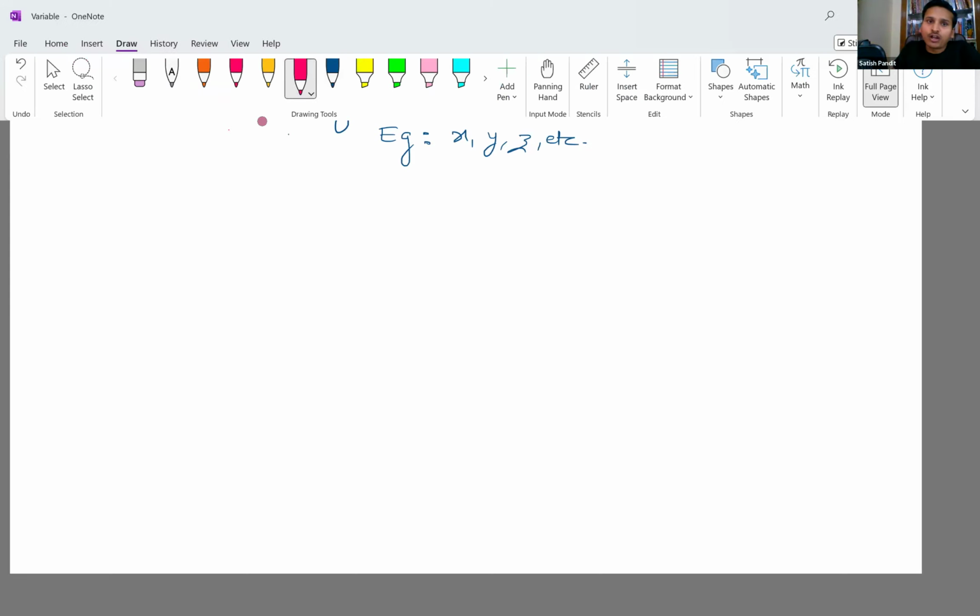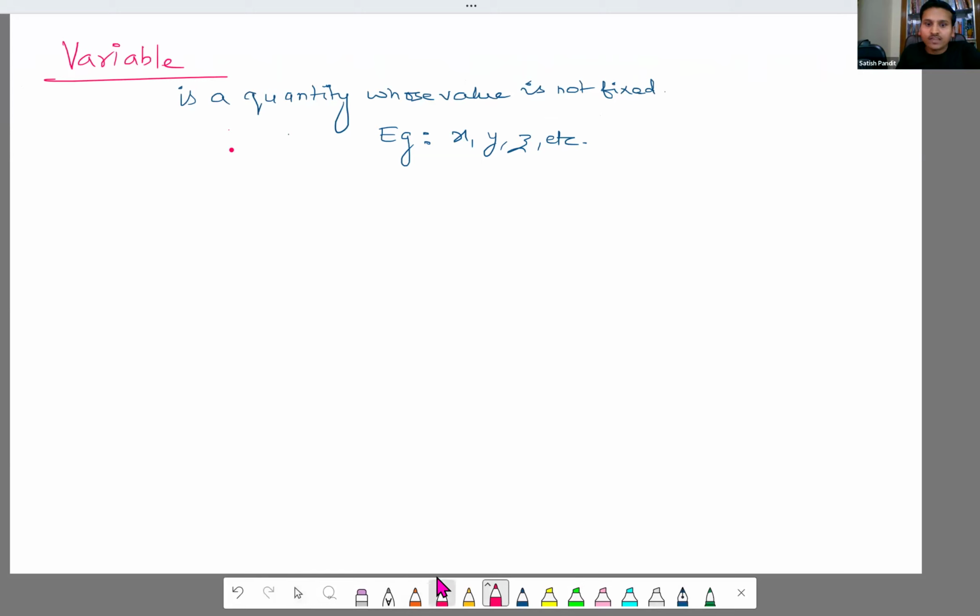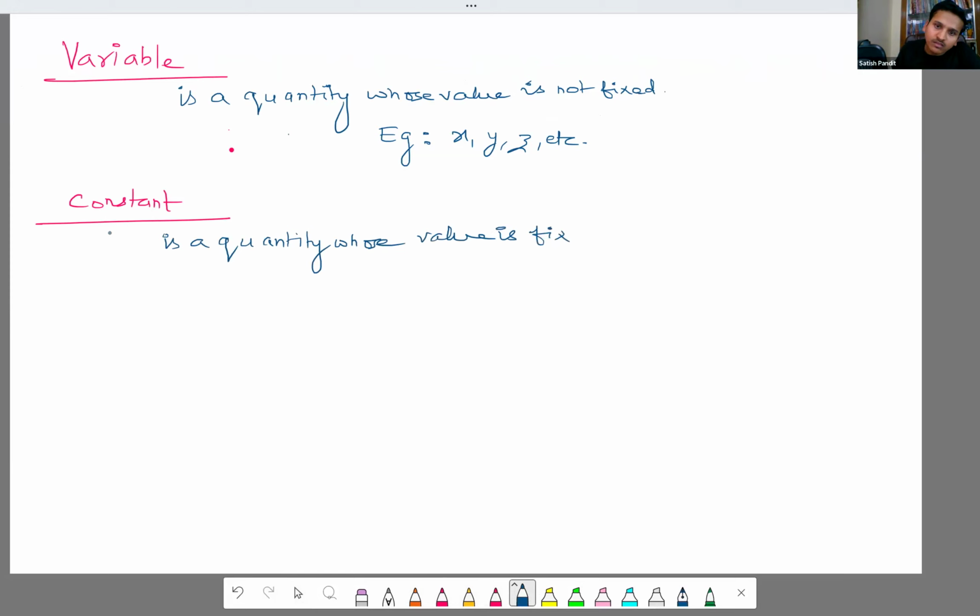Next, we have something called a constant. A constant is a quantity whose value is fixed. It will never change. For example, 2 will always remain 2. 10 will always remain 10. A constant is a quantity whose value is fixed. Example, the number 2, the number 10, the number 100, number 7, number 5, anything.